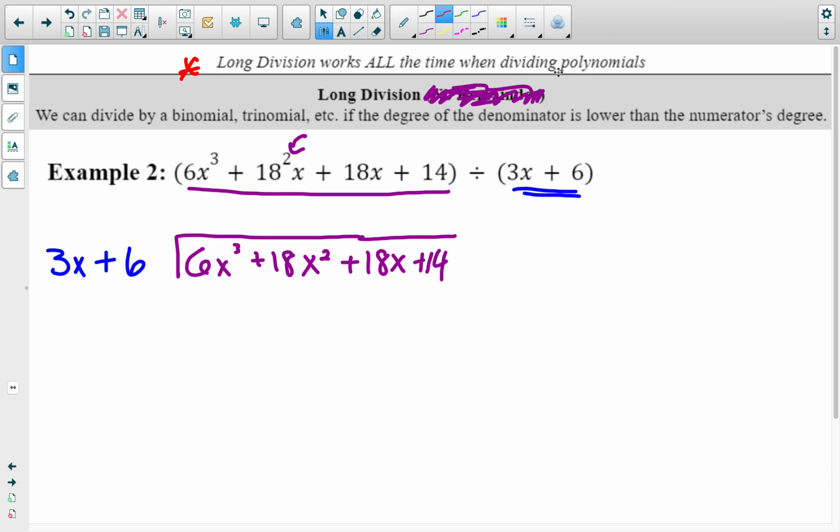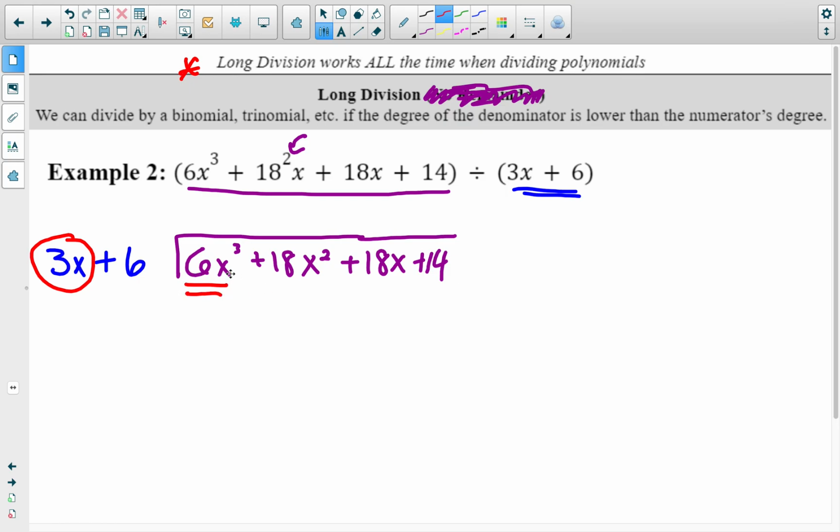I don't think I mentioned this in the last video. Long division works all the time when we're dividing polynomials. That's why I'm showing it to you first. We're going to see another method in the next lesson that some people like more, but it only works in certain cases. So if you don't want to remember when you can use something and when you can't, just use long division.